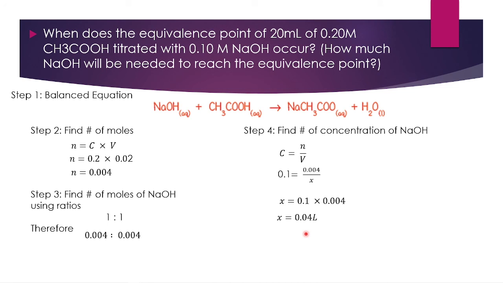Does that make sense? That doesn't look right, does it? So that would be multiplied by this, and then that multiplied by that, so no, it should be 0.004 divided by 0.1. Whoops.